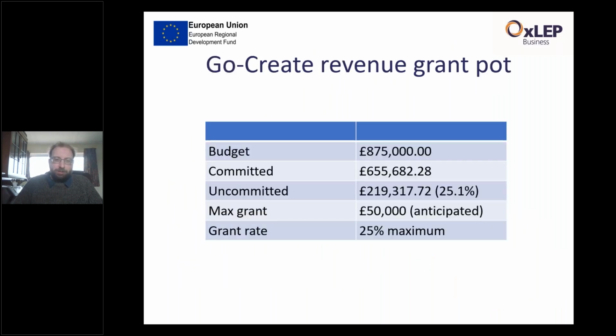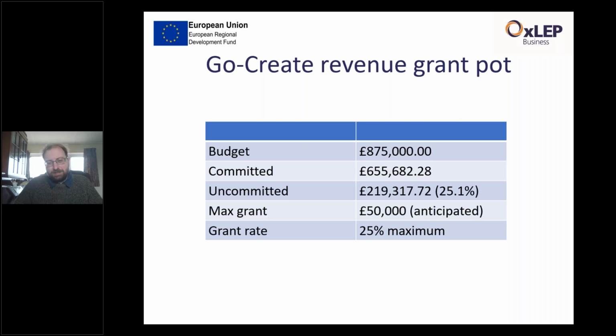So the Go-create revenue grant pot. Go-create grants can be capital and/or revenue. This is the revenue slide. The next slide is the capital one. We had an original programme budget of 875,000.